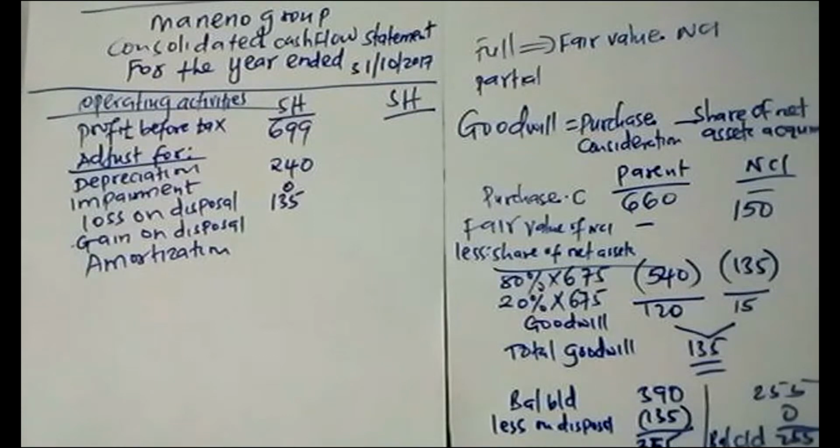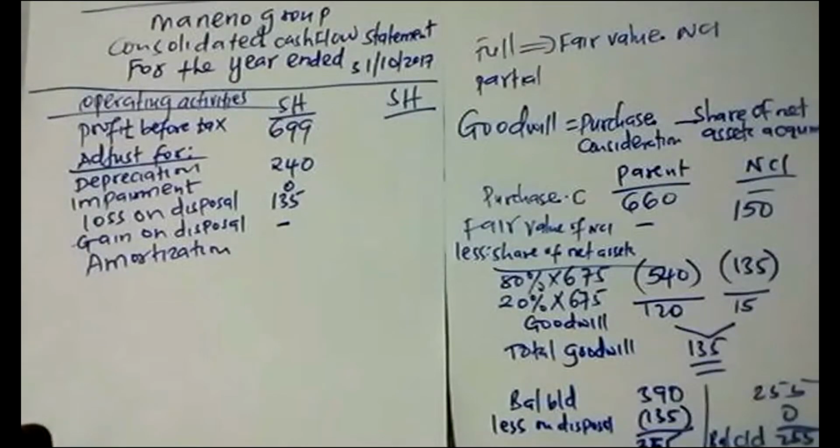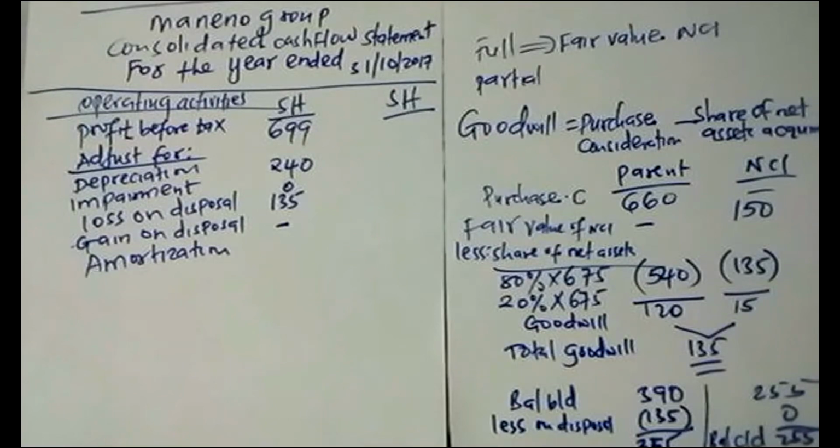Remember that even the loss on disposal is an expense. So in order to arrive at profit before tax, it was subtracted. That is why, to adjust, I'm adding it back. Is there a gain? There is no gain, because there was no other item which was disposed. Then amortization, there is no amortization.